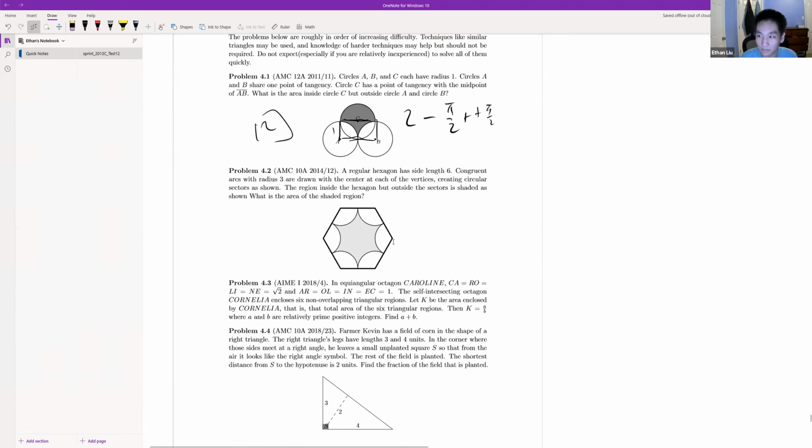So there's a few of these sort of problems in here. And then this is another similar problem, right? You take a hexagon and subtract a bunch of little circles.